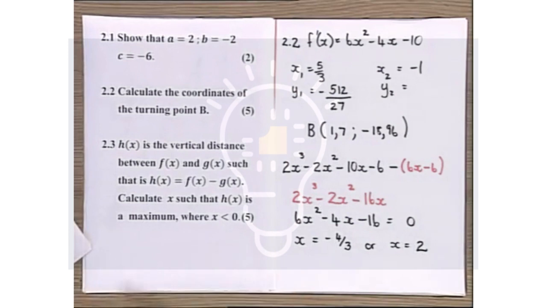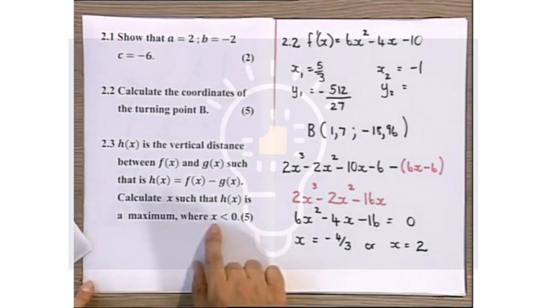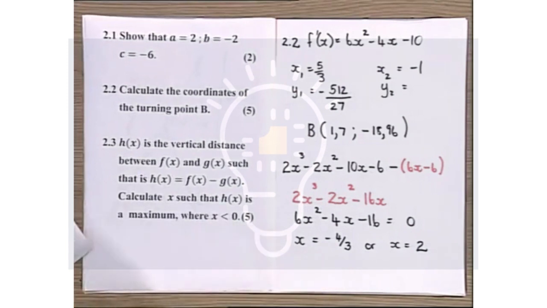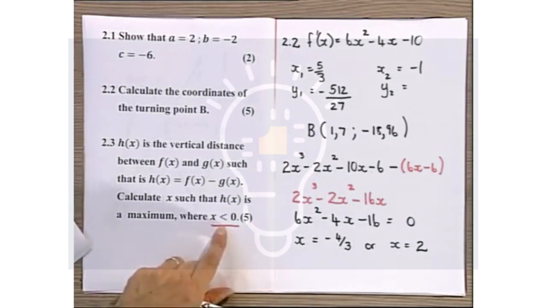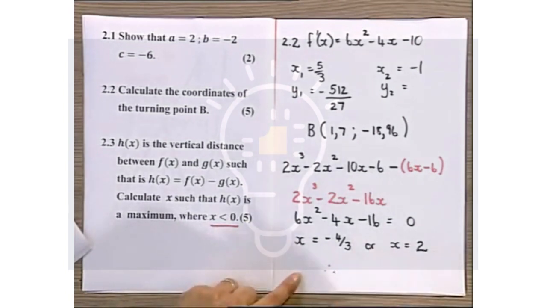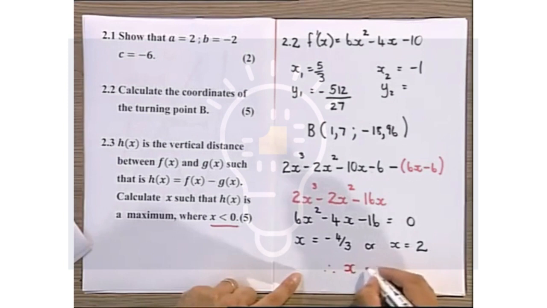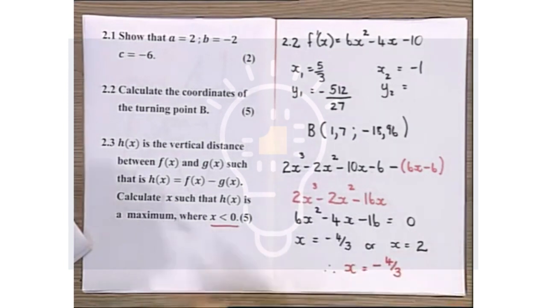What does the question ask, guys? They say where x is less than 0. What does that mean? Less than 0 means which of the x values will be negative. And if you look at the 2, you will therefore say where x is equal to negative 4 over 3. Are you with me?